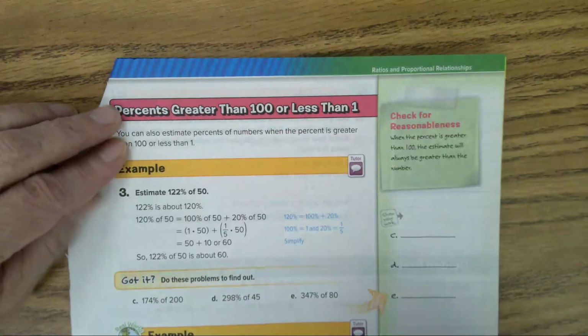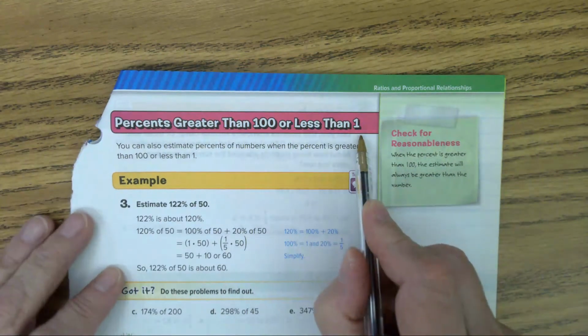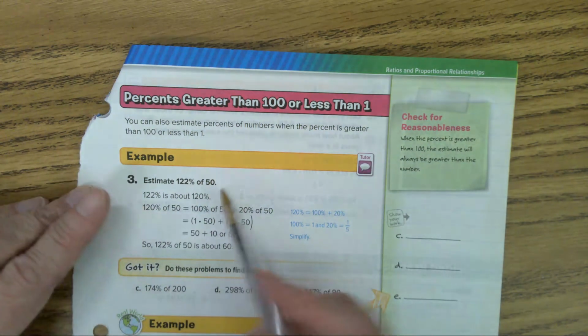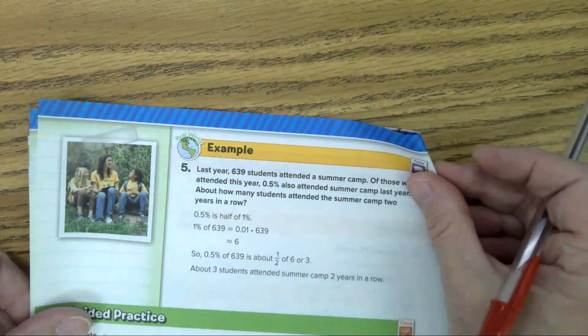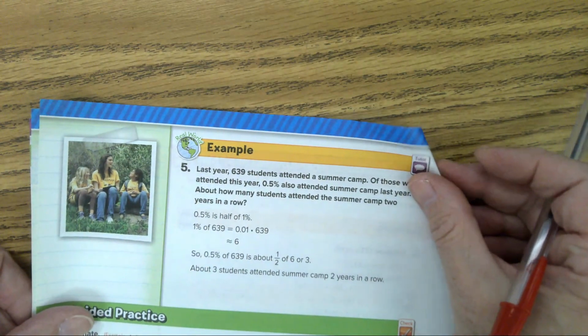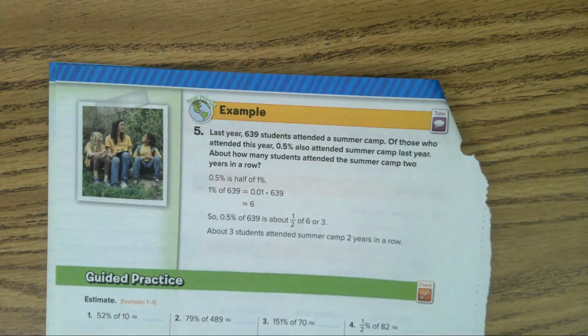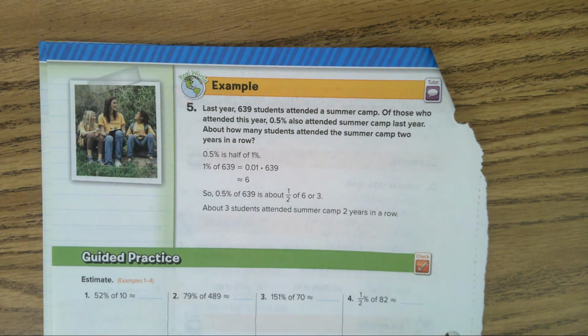Let's see, are there any other things? Percents greater than 100 or less than 1. You all know that a percent greater than 100 is going to be larger than the number. I don't really see anything new in this lesson that I would really want you to have to do. As far as lesson 2, I think we just covered the main things about it. As long as you know how to do the exact, that's the main thing that I want you to do.